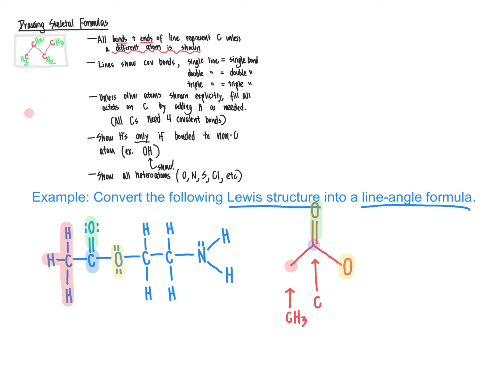Lone pair electrons are omitted in skeletal formulas. So we do have to show the double bond here to indicate there's not just a single covalent bond connecting the oxygen, there's two. And then we show that oxygen up top here explicitly because heteroatoms are always shown, as we saw up here in the rules.